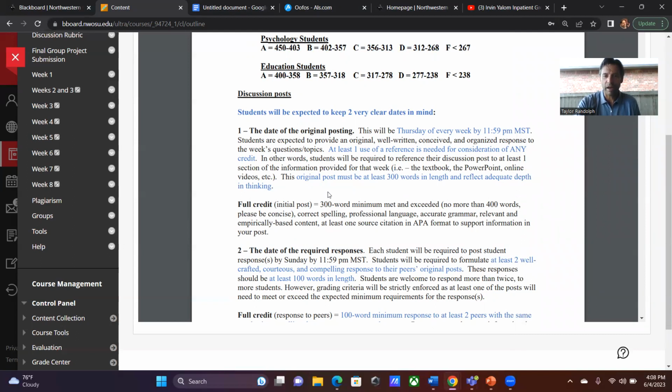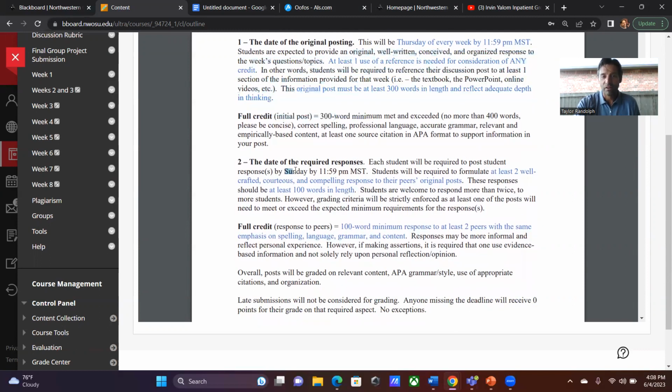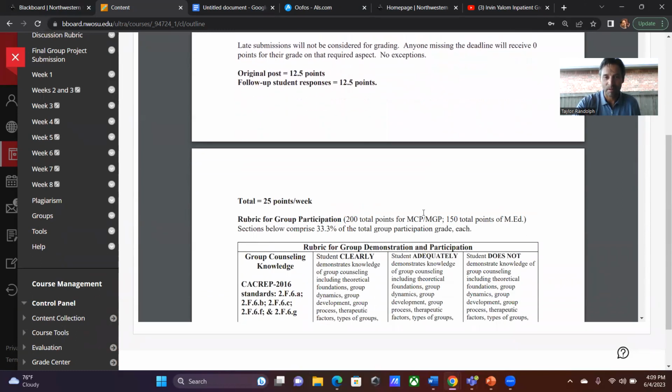But please know you have an original post, and you want to go through what that is. That's by Thursday, and then by Sunday, each week will close by Sunday at 11:59. Obviously we're not closing week 1 this Sunday because we're not through the full week. But please make sure you're paying attention to the rubric and what is necessary there.